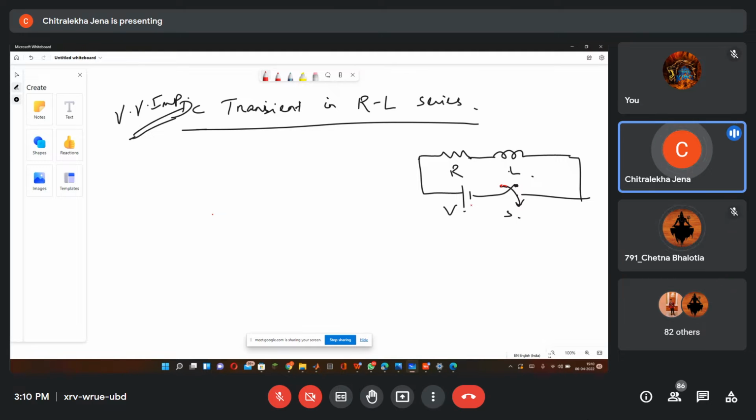Yes, something like that. All of you agree that no current will flow in the circuit once I have closed the switch. So I will come to the first point: when t is equal to 0, S is closed. Okay, so what will happen to the condition? Tell me.